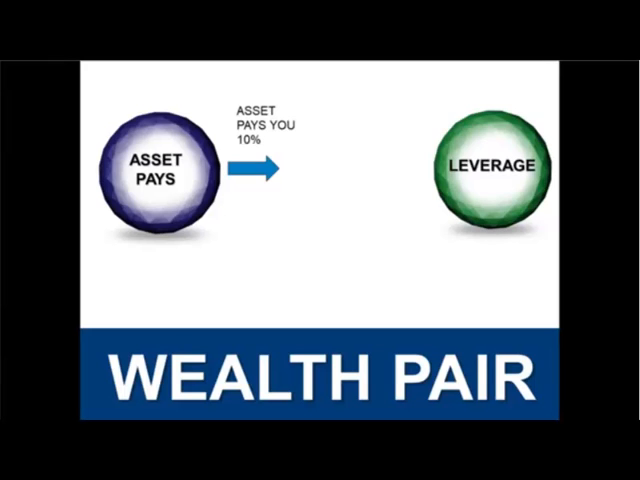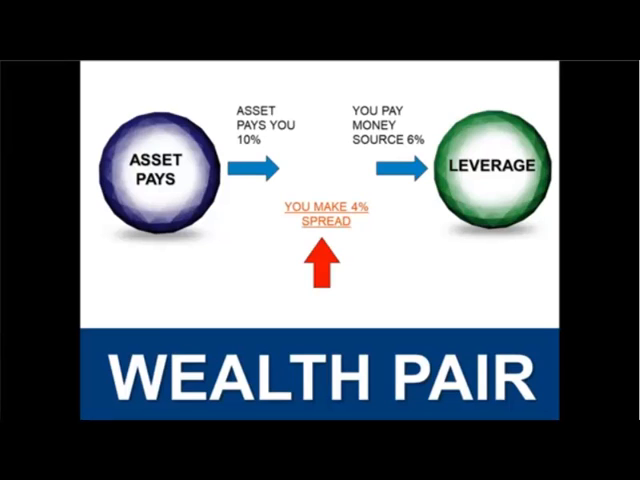So again, you have an asset on the left-hand side and leverage on the right-hand side. Now, in this example, the asset's paying you 10%, and then you're paying your money source 6%, so you're left with 4% spread in your pocket.